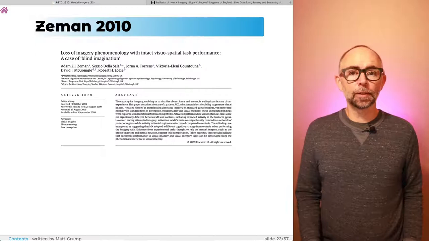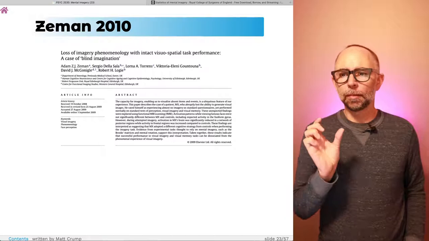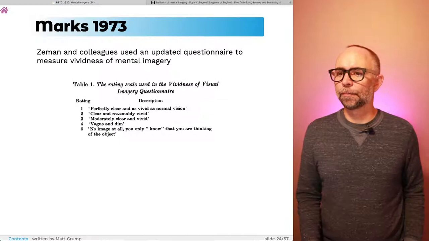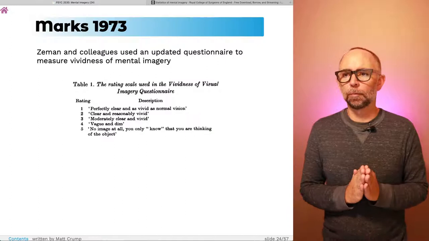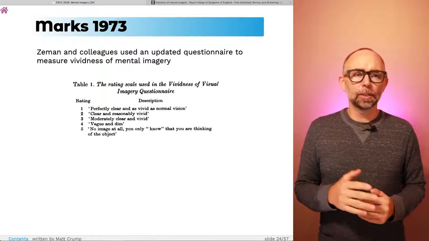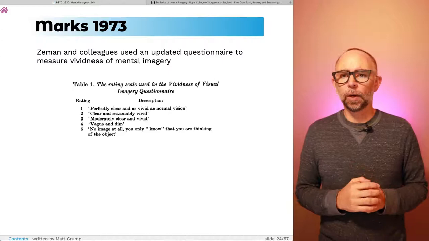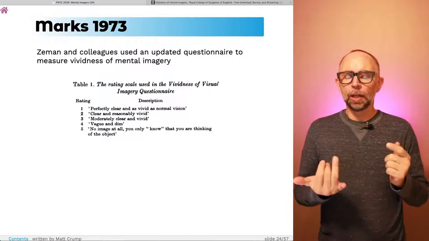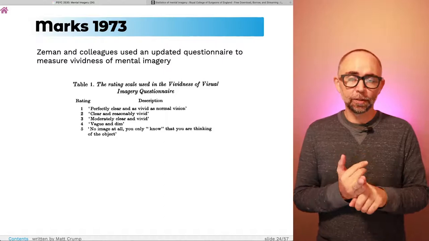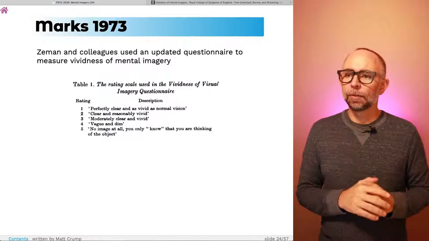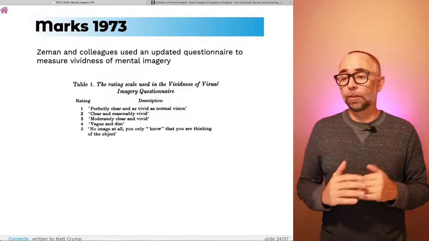What I want to do is focus on some of the similarities in the methodological approach in the 2010s and back in the Galton era. What's going on in 2010 isn't a whole lot different from what we've already seen. In 1973, a British psychologist, Marks, created an updated questionnaire to measure the vividness of mental imagery. We talked about Galton's breakfast table method. We talked about Titchener's questions, all those questions about the flowers. Well, in 1973, Marks came up with something slightly shorter than Titchener's very long questionnaire, focusing directly on the vividness of visual imagery.